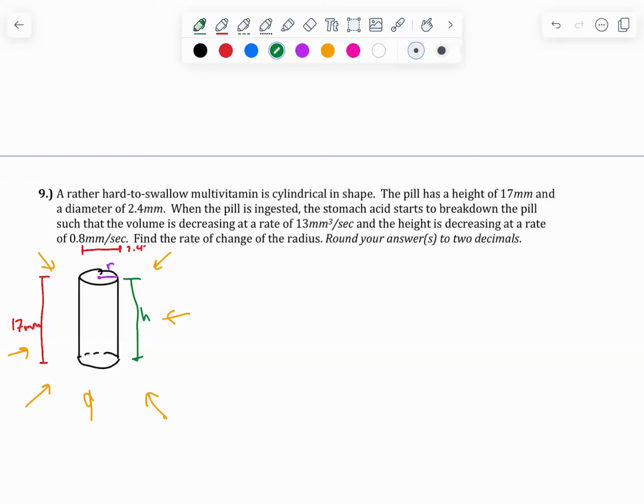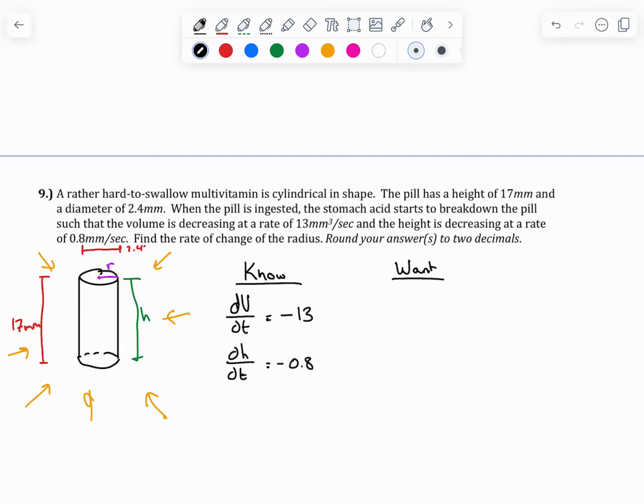We're going to try and find the rate of change of the radius when the pill hits the stomach acids. So we have the know and we have the want. What do we know? We know the initial dimensions. We know a rate. We actually know two rates. We know the rate of change of the volume: dV/dt is equal to -13. And we know that dH/dt is -0.8 millimeters per second, but you don't need to write the units if you don't want to.